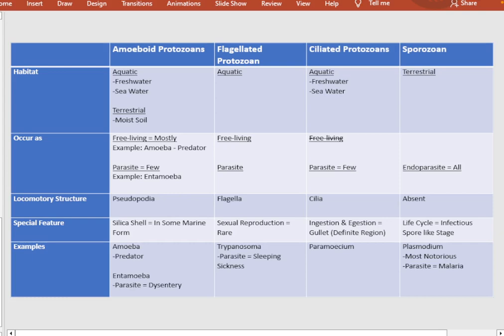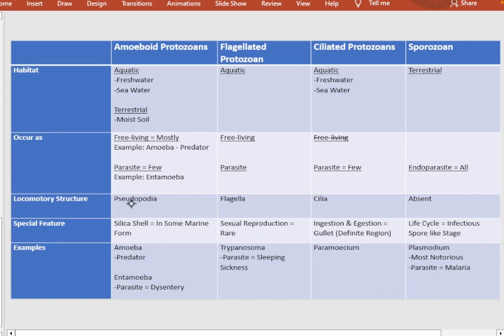Now the last concept. There are four classes: amoeboid protozoans, flagellated protozoans, ciliated protozoans, and sporozoans. Why are they named so? Because of their locomotory structures. Amoeboid has pseudopodia. Pseudo means false, podia means feet, so false feet. Here flagella and cilia are absent.